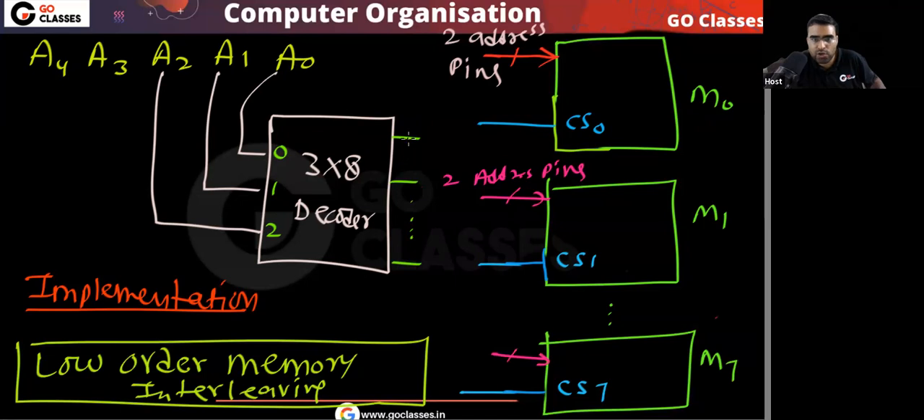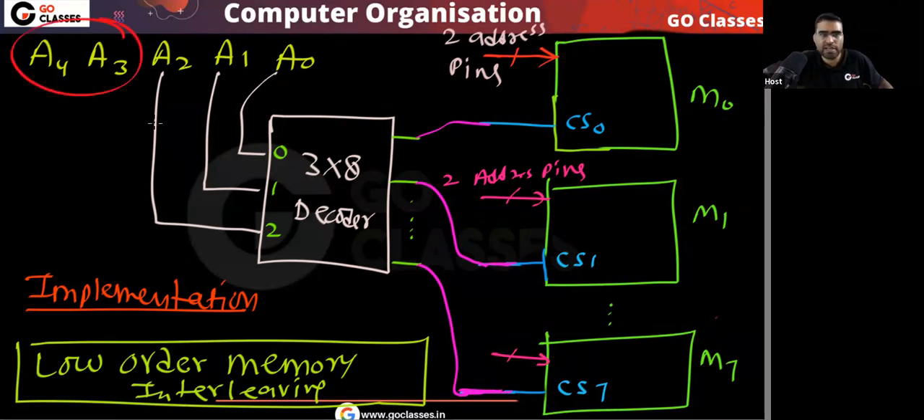Very simple. This connection I will make to the chip select. That's it. So this is the idea. And what about these two lines, where will they be connected? Using these three, you can select a chip. After selecting a chip, using these two, you can select within a chip which location to access. Their work will happen within a chip.